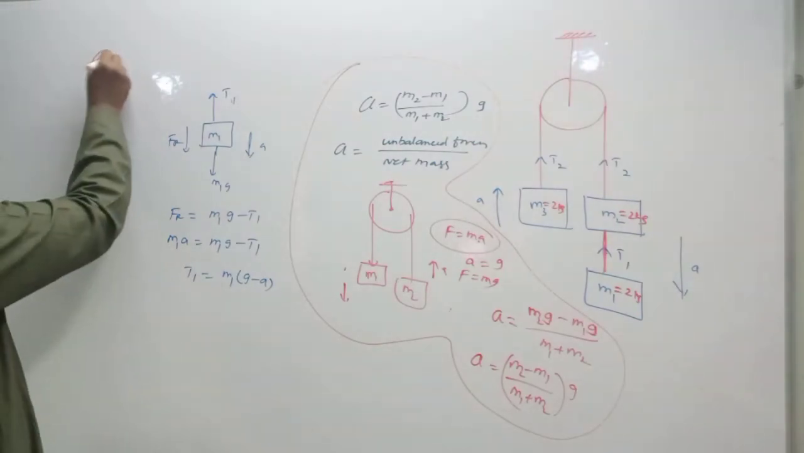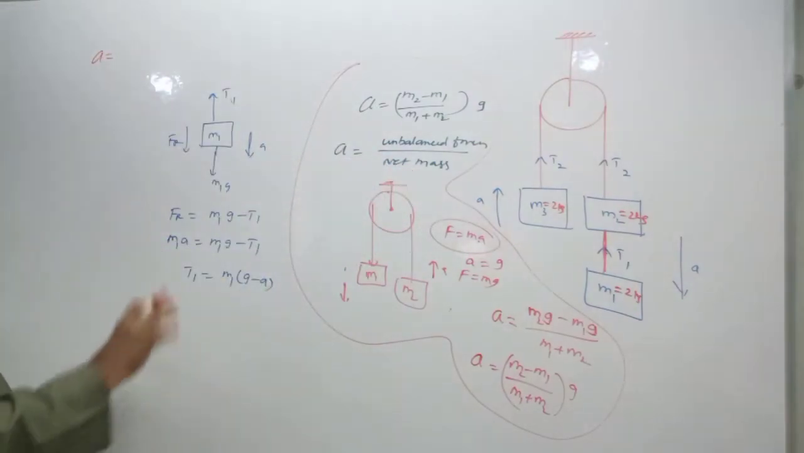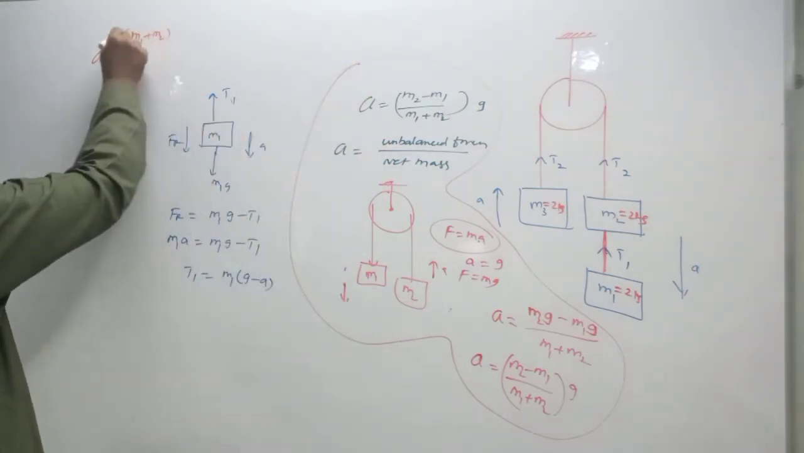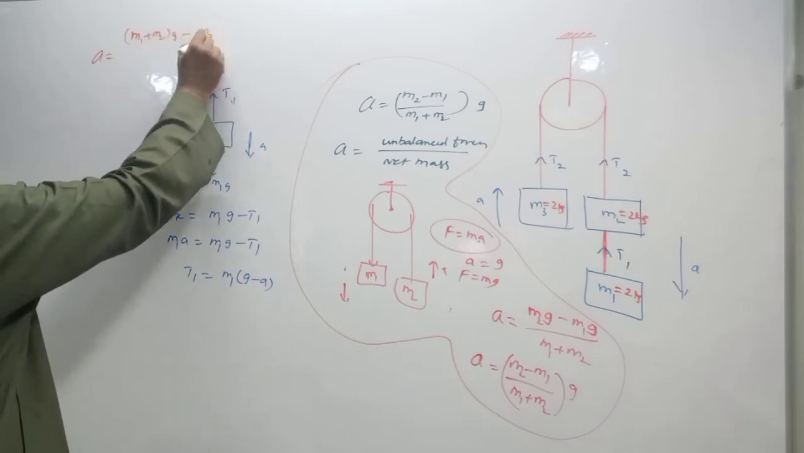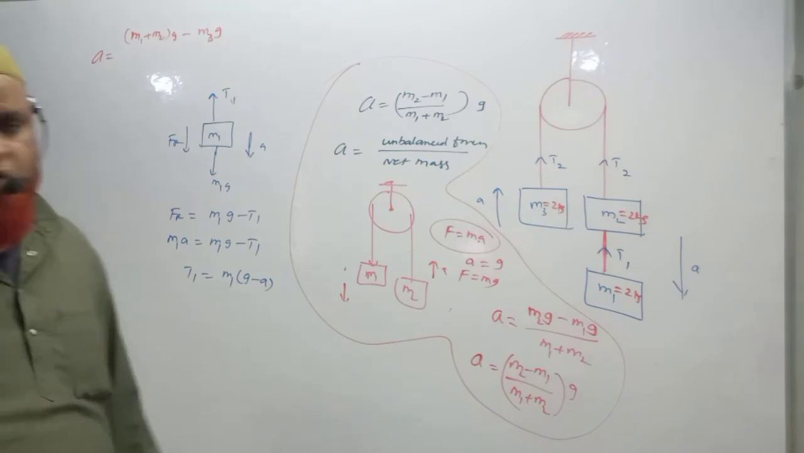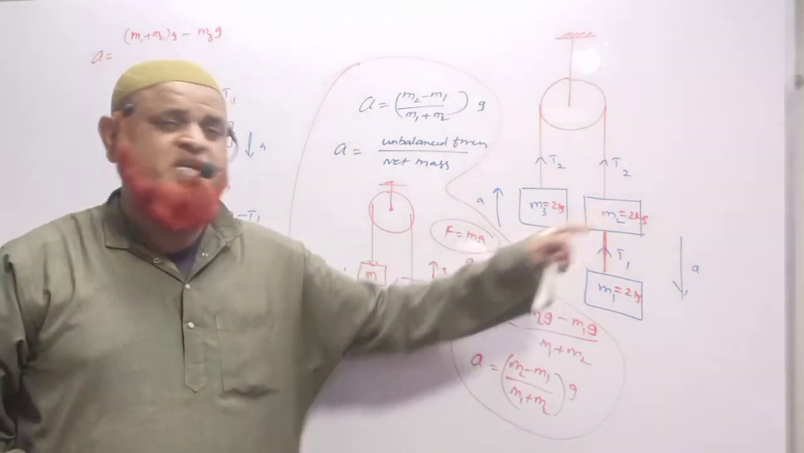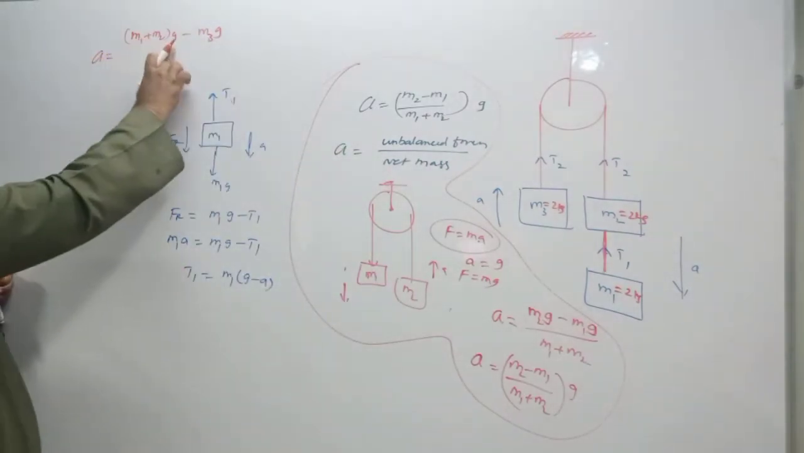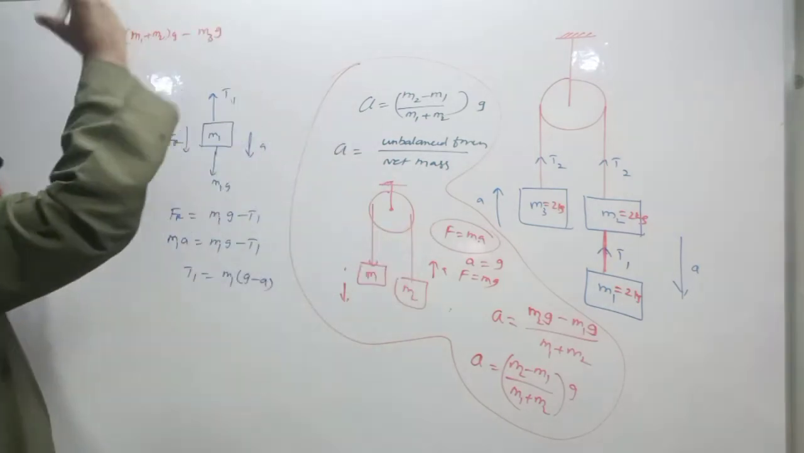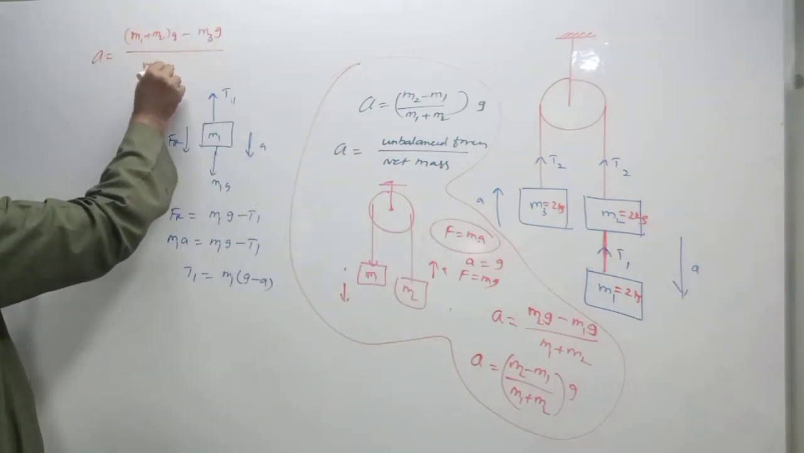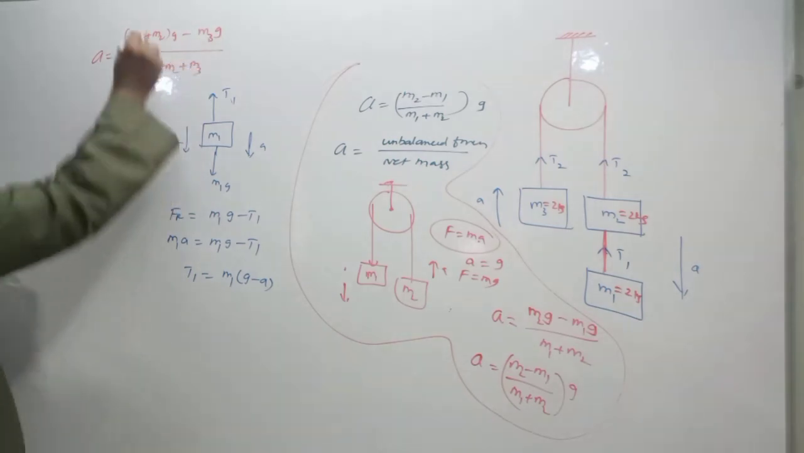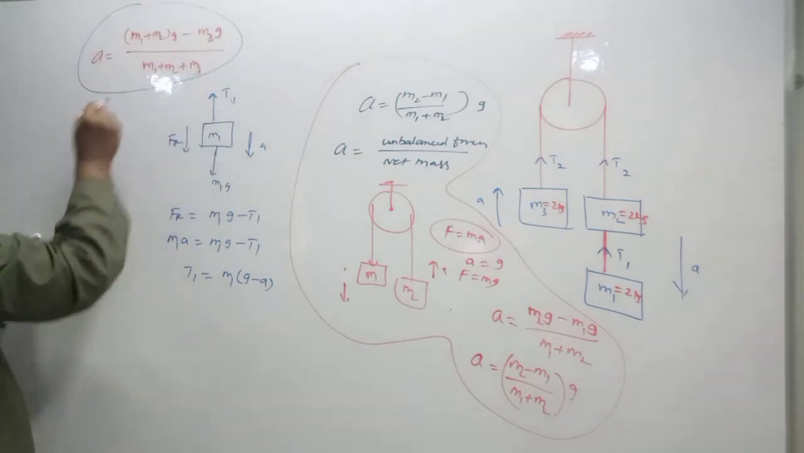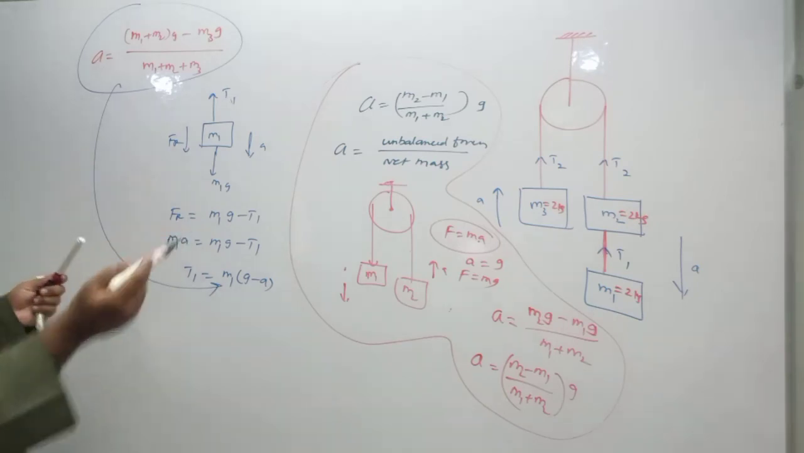It's very simple. Acceleration is equal to unbalanced forces by net mass. What are the unbalanced forces? Two forces are acting downwards. So you can write (M1 plus M2) into g minus M3 into g here. This is going to be the unbalanced force now. Previously only one block was there; there are two blocks here. So M1 plus M2, both are moving in the same direction, so you have to add them and multiply with g, subtract M3g, which is going in the opposite direction, divided by net mass. You can find out acceleration by using this shortcut formula, unbalanced forces by net mass. After that, you can substitute the acceleration here and find out tension T1.